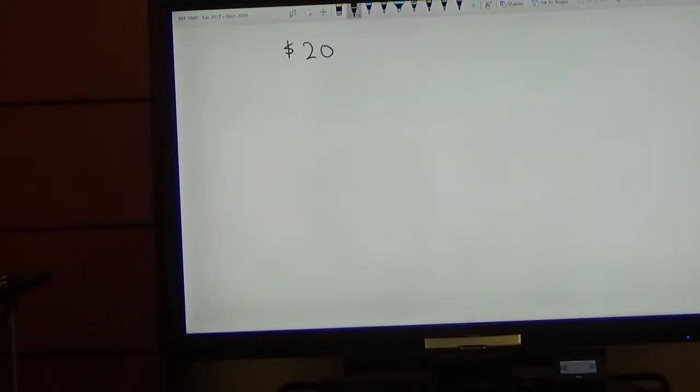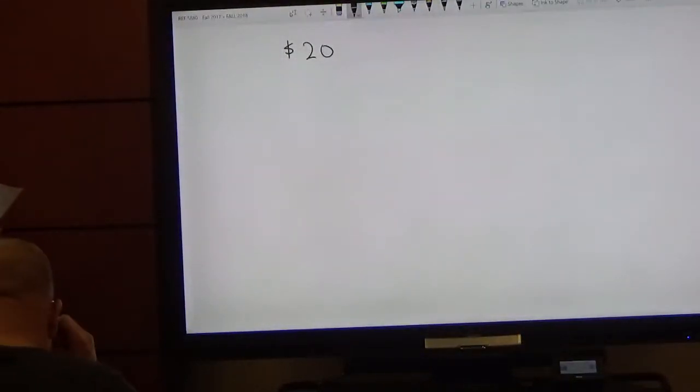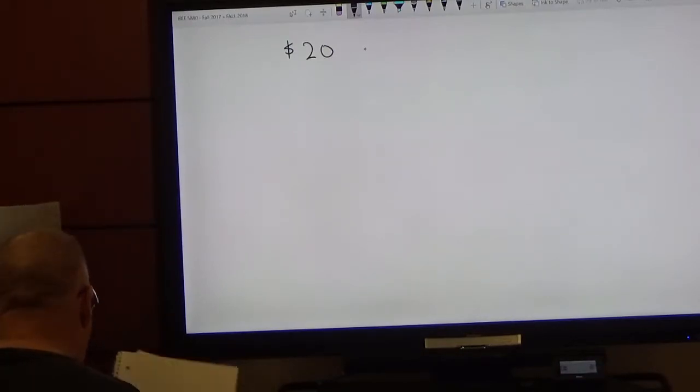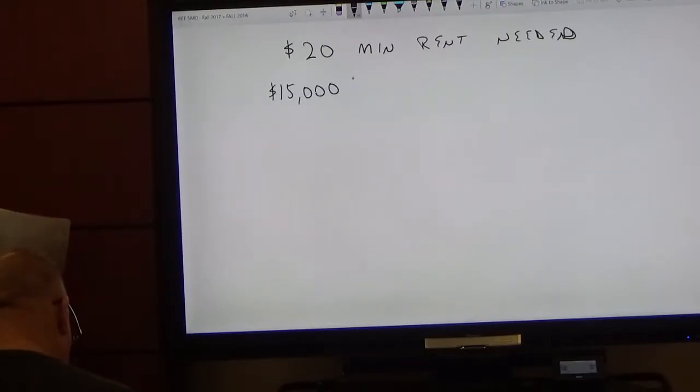Is this a release schedule? No, we already talked about release schedule. This is project feasibility. Let's just say that $20 per square foot is the minimum rent needed to be financially feasible. Assume that the market rent is, let's say, $15,000 annually, or I'm sorry, no, per month.